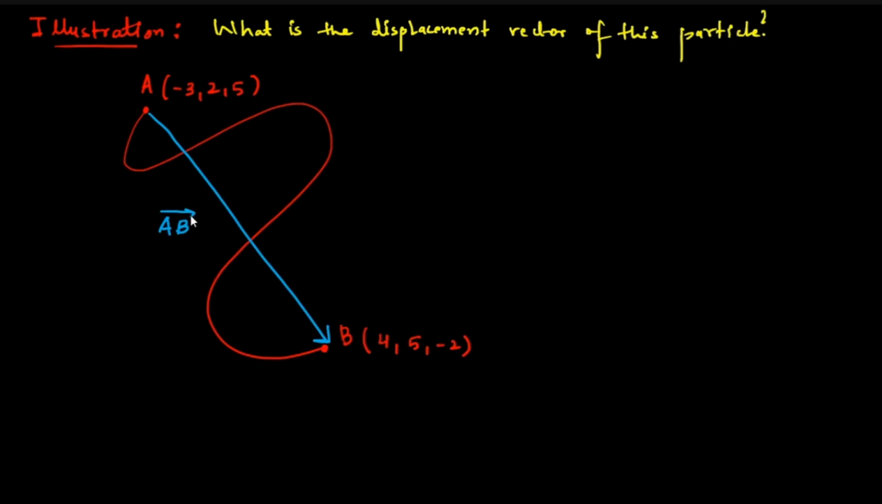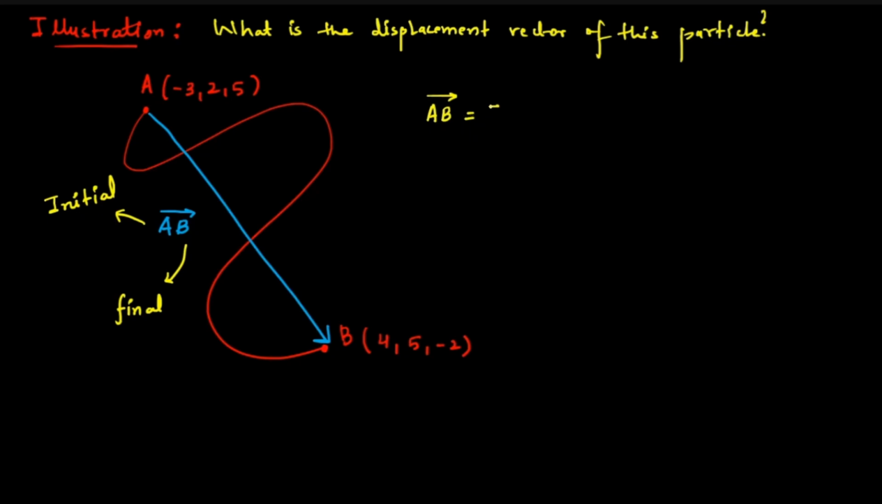So first of all, we need to understand that displacement vector should be represented by AB vector. Why do we always write AB? A is representing the initial position, and B is representing the final position. So you can easily figure out at which position the particle was initially and where it went finally. So just give me the answer directly, what AB vector is going to be.